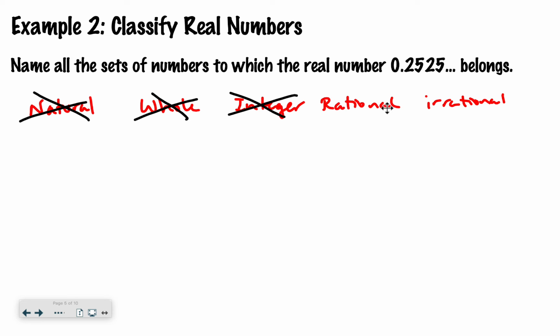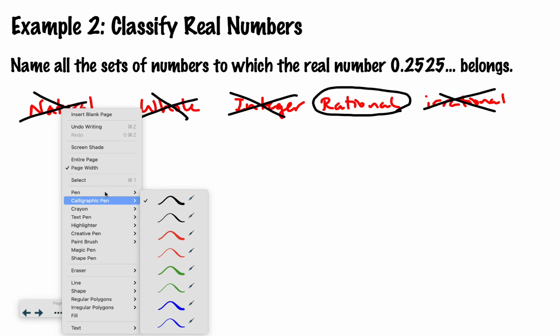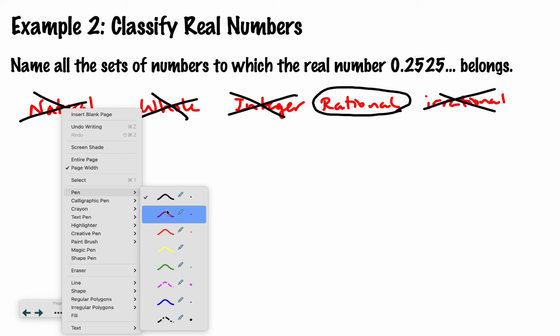And then I want to figure out, is this rational or irrational? Well, I see that the 25 is repeating. So since it's a repeating decimal, this is a rational number. And if it's rational, it cannot be irrational. So this one only belongs to the real number set, rational numbers.